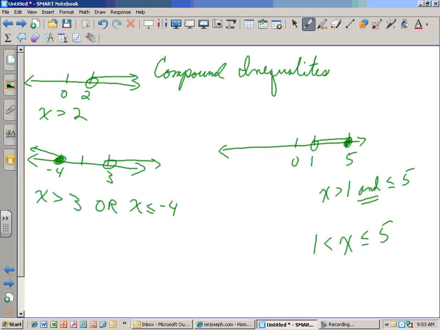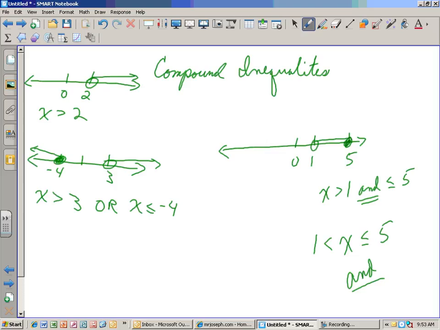And look where x is located. X is located right between 1 and 5. But it could equal 5. But x is between 1 and 5. When you see a situation that looks like this, it's an and statement. We write it this way. This is an and. It's called a compound inequality.